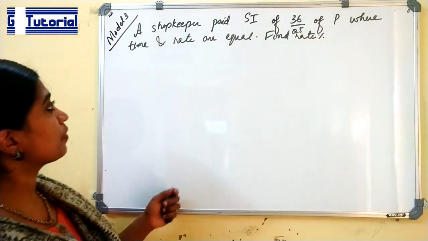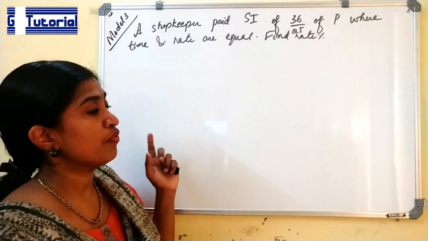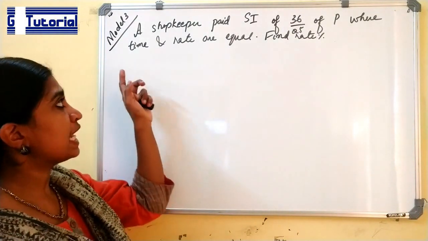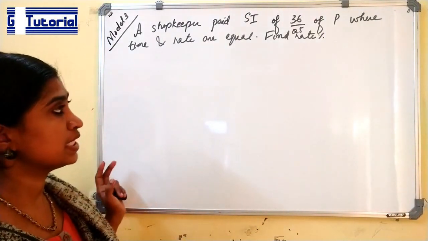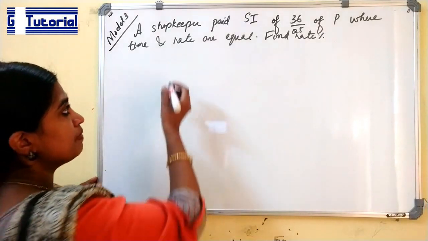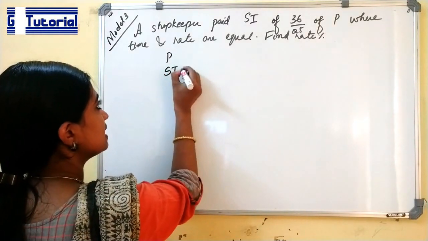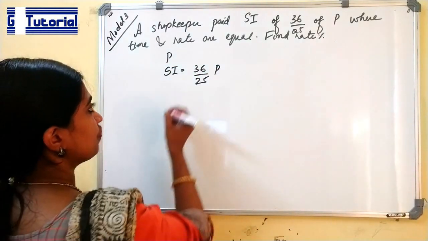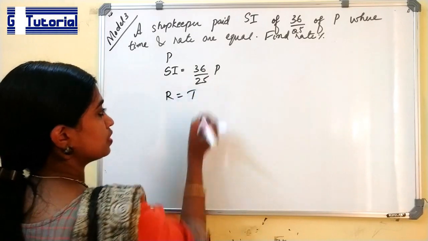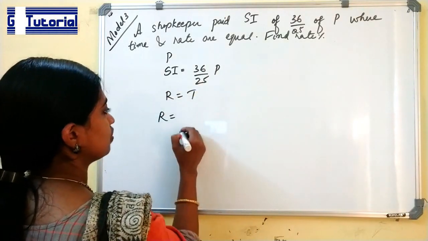This is the next model problem. A shopkeeper paid an SI of 36 by 25 of principal, where time and rate are equal. Find the rate percentage. Such a question is asked. We don't know the value of principal, but it is given that SI is 36 by 25 of principal. Rate and time are also equal, and we are asked to find the rate. So rate is equal to, just you have to do this.